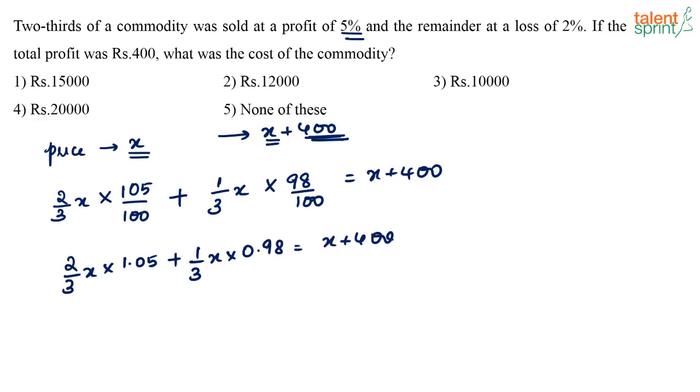That's all. Yes? Right. So what answer will you get here? When you solve for x, you will get x is equal to 15,000. That is option 1. Right? 2/3 of the articles you are selling for 5% profit, 1/3 of the articles you are selling at 98% of the actual price. When you do that, you are getting a profit of 400 rupees. Find the value of x.